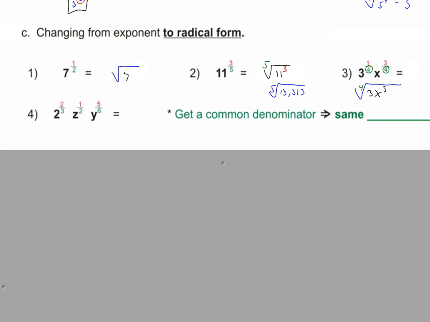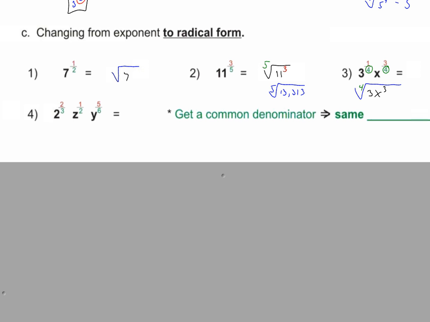Now notice number 4. Are the denominators the same? If we're going to write this as a single radical, and that's what we want, a single radical, we need a common denominator. So get a common denominator. Because remember, that common denominator makes the same index. All right, little fraction action. I'm going to use black. What would our common denominator be? It would be a 12, right?